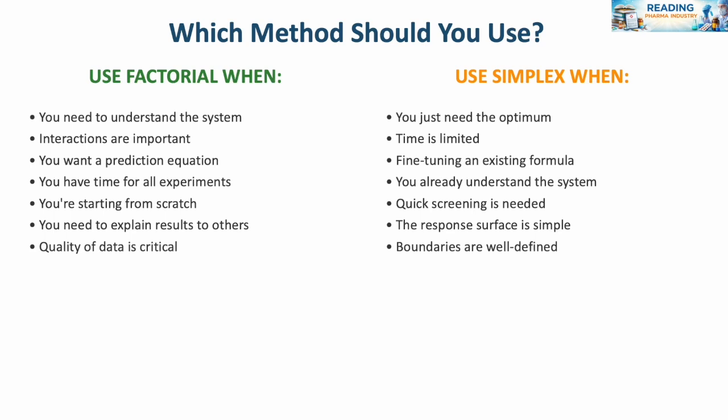For the simplex, if we are interested in just the optimum, then it might be okay. If you have limited time, it's often quicker, and in many cases you're going to fine tune an existing formula. Then you would probably have some understanding of the system, and you might well use it to do fast, quick screening of the system. And in many cases, the response surface is simple and boundaries are well defined. These are criteria that you would use for the simplex.